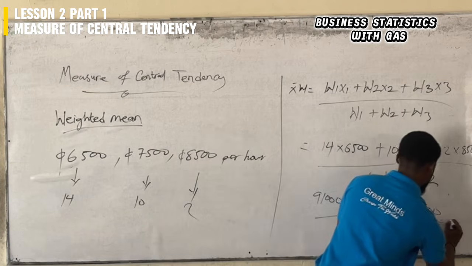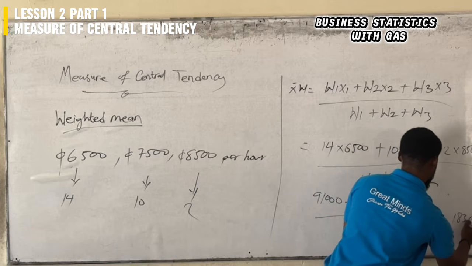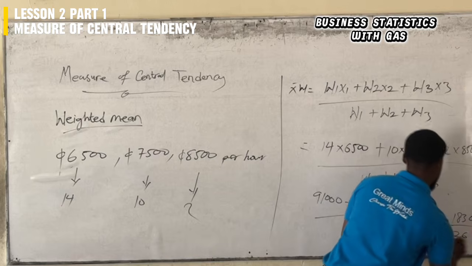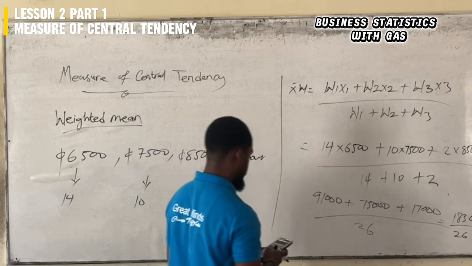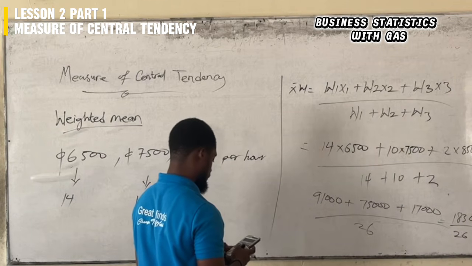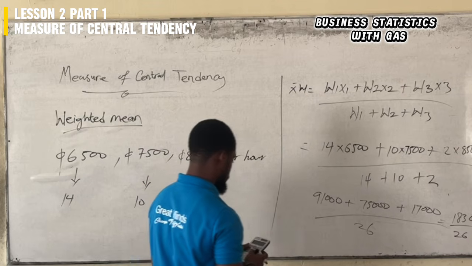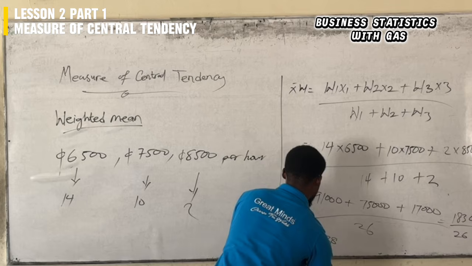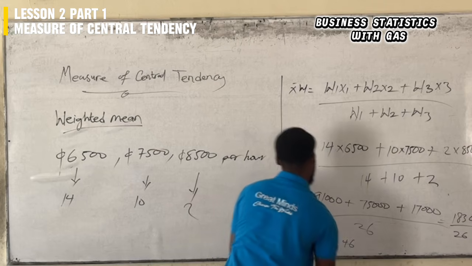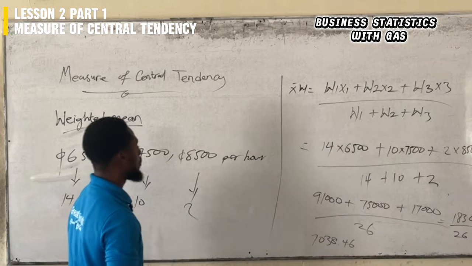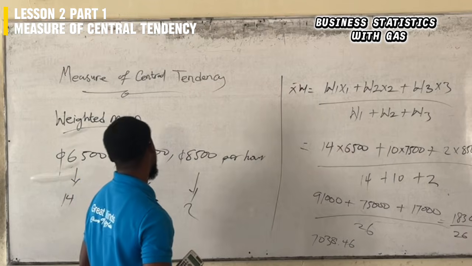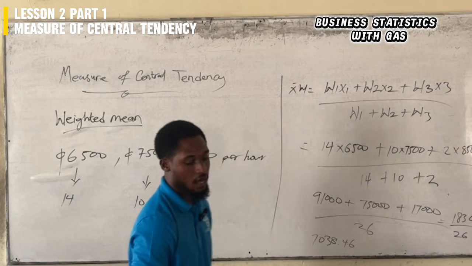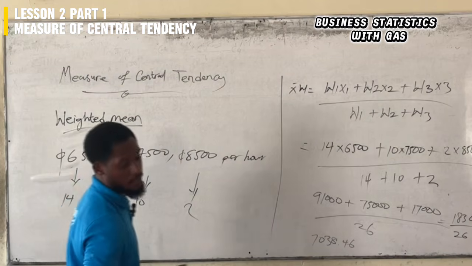So you are getting 183,000. So the 183,000 divided by 26. You are getting 738.46, and that will be our weighted mean. So this is how to compute weighted mean.